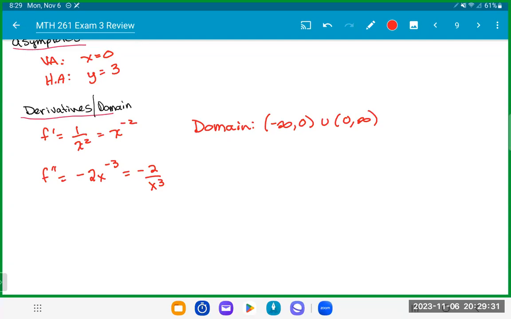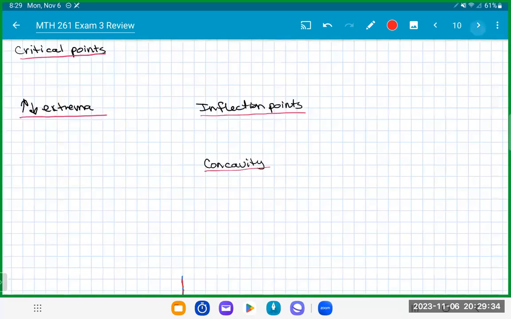Okay, questions so far? So the last things that we have to do for this problem is our critical points. So this is, where is our derivative equal to 0? Okay, and since our derivative is 1 over x squared, there will be no critical points, because when we set our function equal to 0, we get an undefined answer.